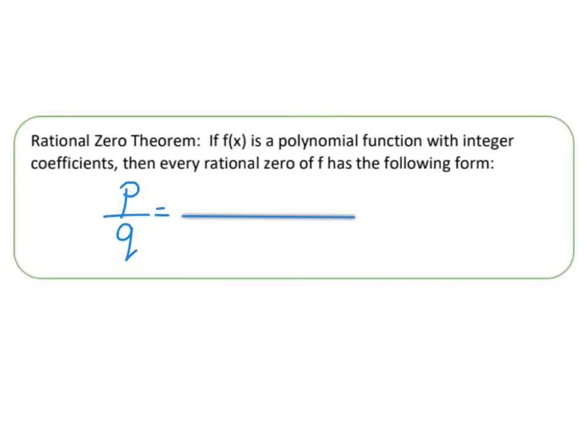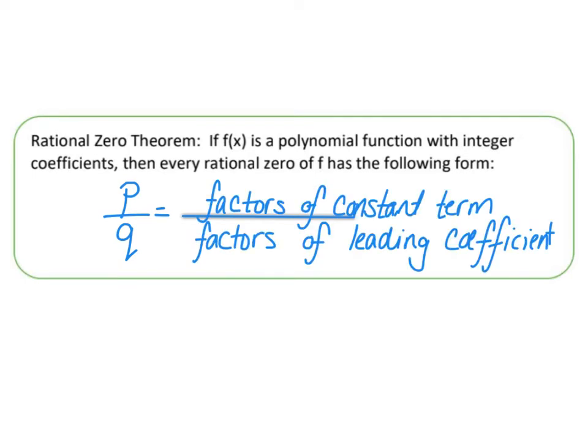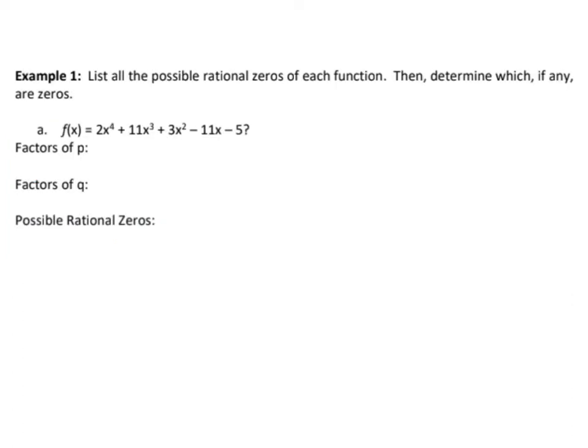Fortunately, there is a theorem that will narrow it down. So rather than testing every possible real number out there, if there is a rational zero, it will be in the list of p divided by q, where p is the factors of the constant term and q is the factors of the leading coefficient. Let's illustrate this with an example.